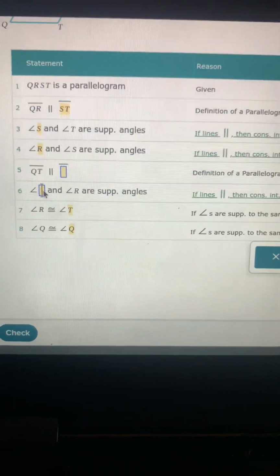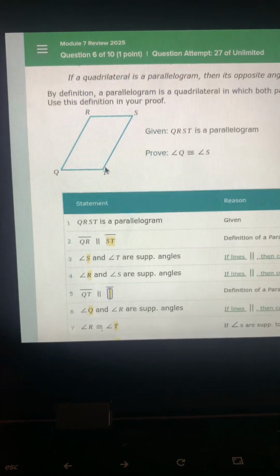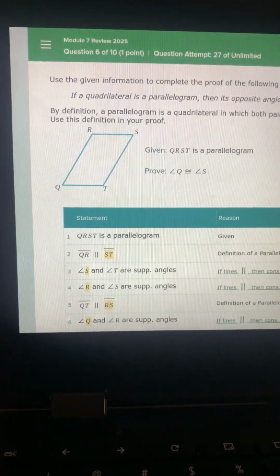For this one, Q. Probably wrong. QT, that one's easy. ST, and I think that should be right. Come on, please don't make me look bad.